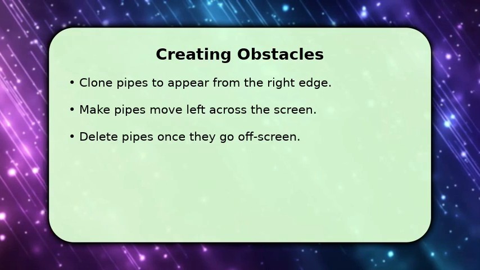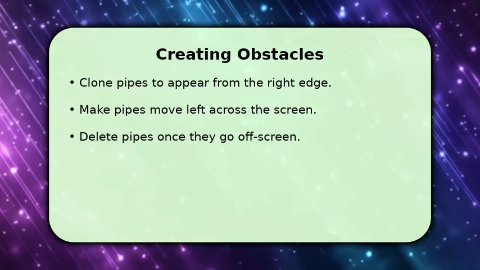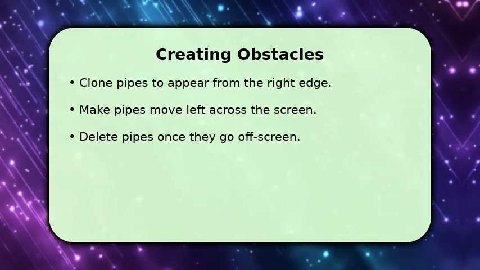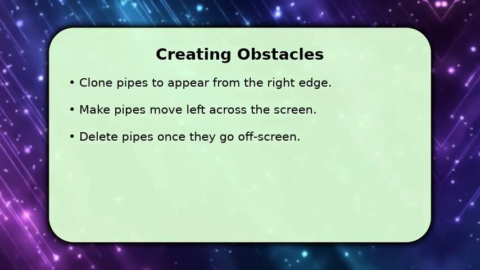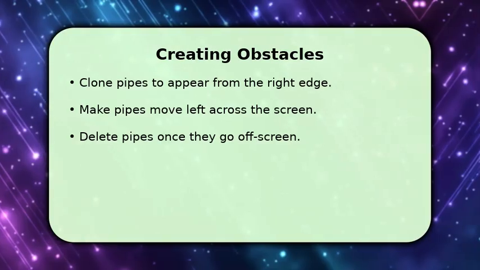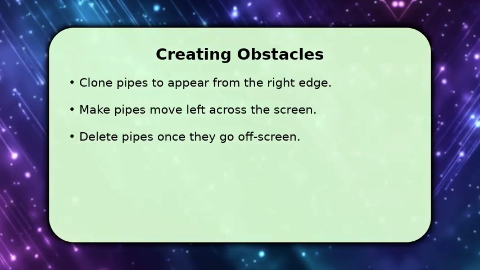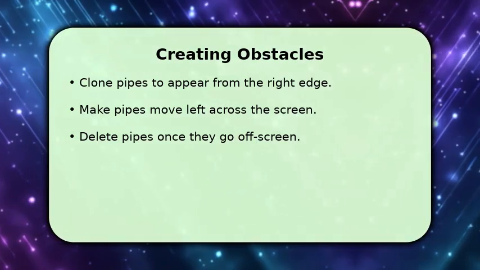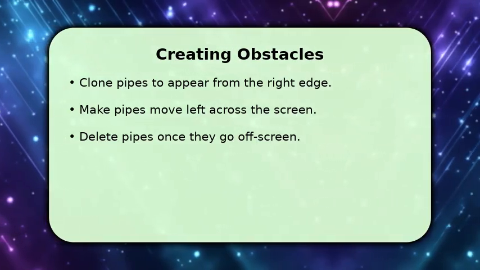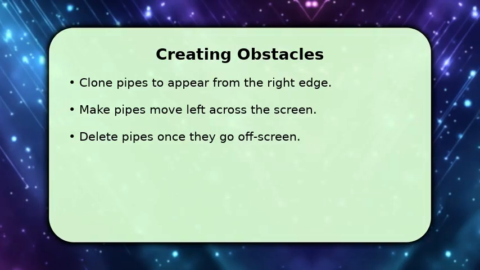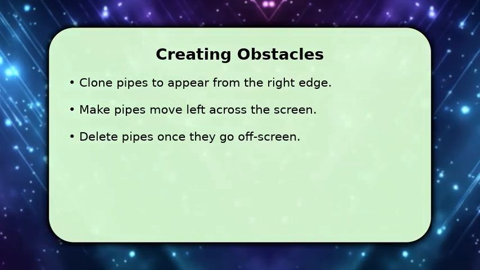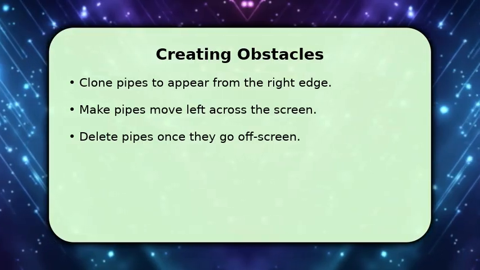For the obstacles, we'll use pipe clones. Program a pipe sprite to continuously create clones of itself, appearing from the right side of the screen at random Y positions. Each clone should then move steadily to the left, simulating the scrolling environment. Once a pipe clone moves completely off the left edge of the screen, ensure it is deleted to prevent an accumulation of sprites and maintain game performance.